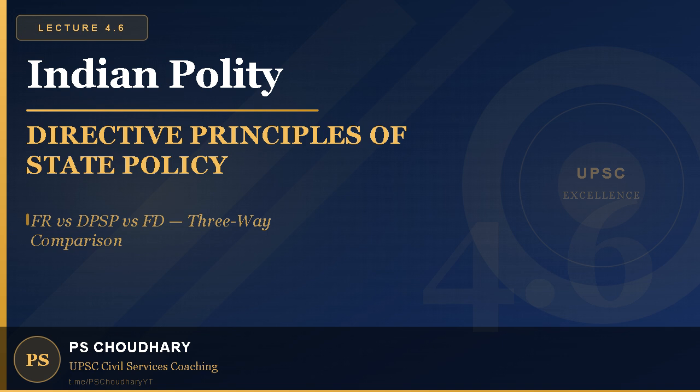Fundamental rights are found in Part 3, Articles 12 to 35. They are justiciable. Courts enforce them. They are primarily negative obligations, meaning they restrain the state. They apply mostly against the state, though some apply against private individuals too. They were borrowed from various sources, including the USA, UK, and Ireland. Some can be suspended during a national emergency, except Articles 20 and 21. Parliament can amend fundamental rights, but cannot destroy the basic structure.